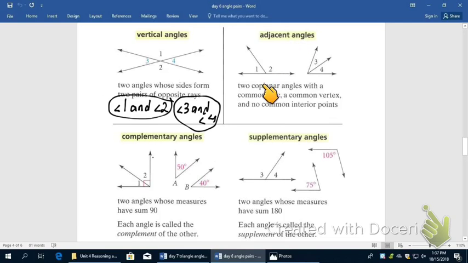Next is adjacent angles. Angles are adjacent if they have the same vertex and also a common side, like there between angles 1 and 2. And here's the common vertex for 3 and 4, and they also share a side.